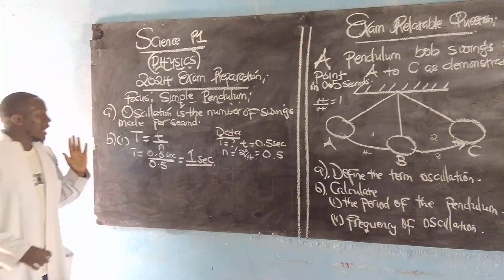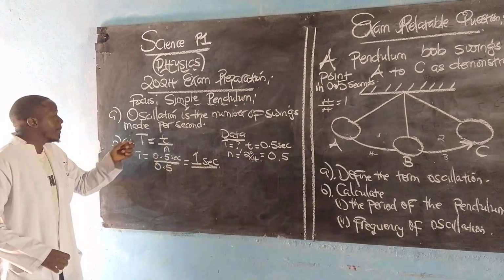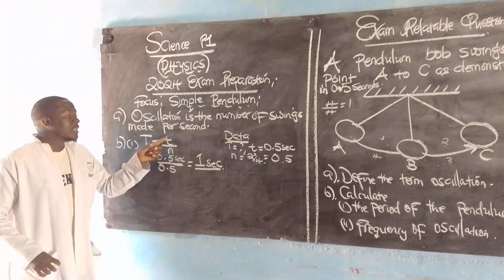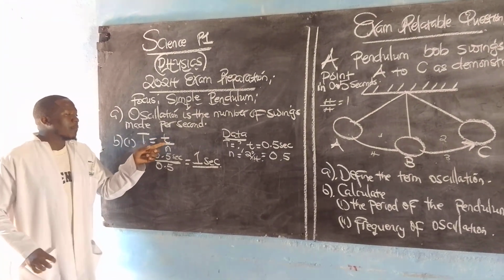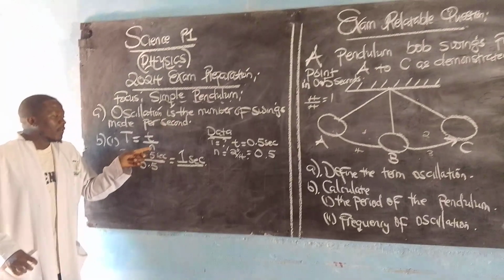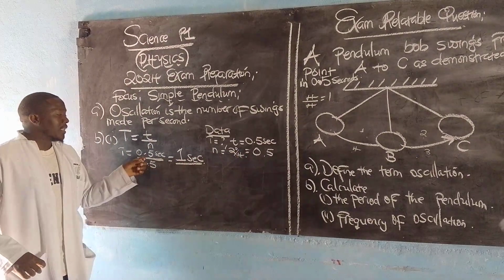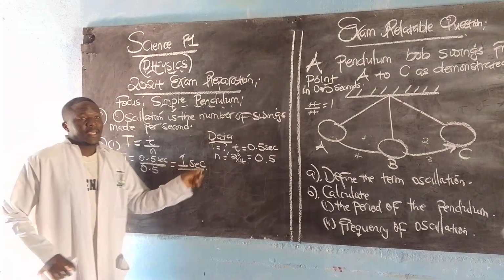Very, very important, highly recommendable to come up with the correct formula. Period of the pendulum is the time taken for a bob to complete an oscillation. So the time is 0.5. The number of oscillations is 0.5, from 2 over 4. When we divide this and that, we're getting 1 second.